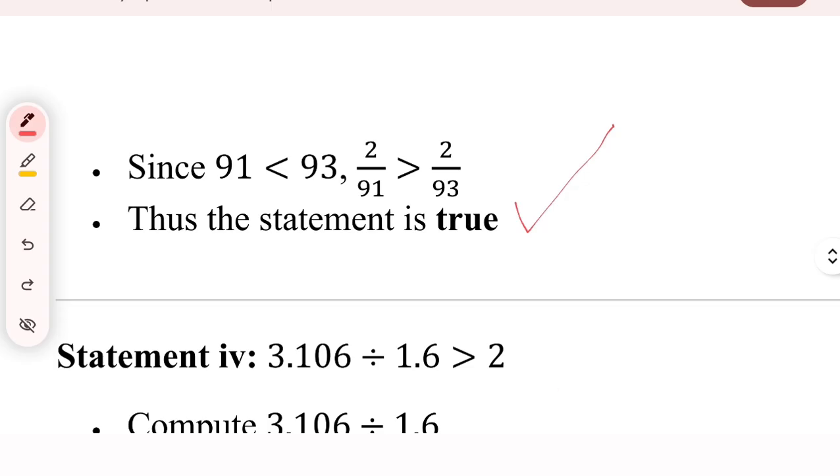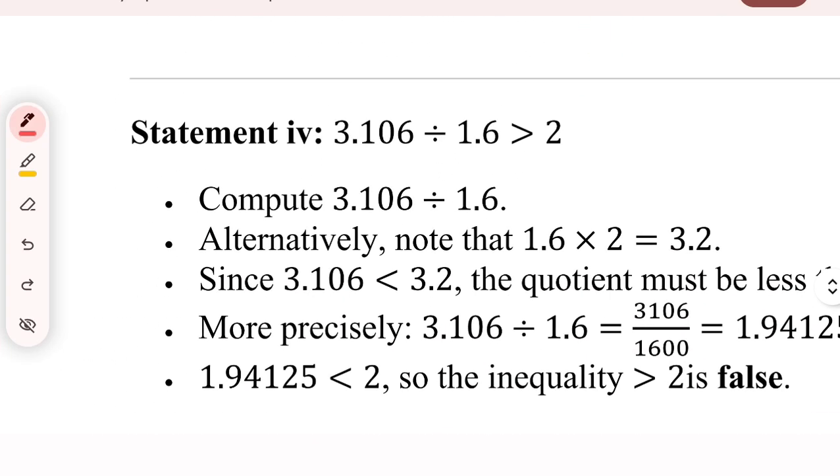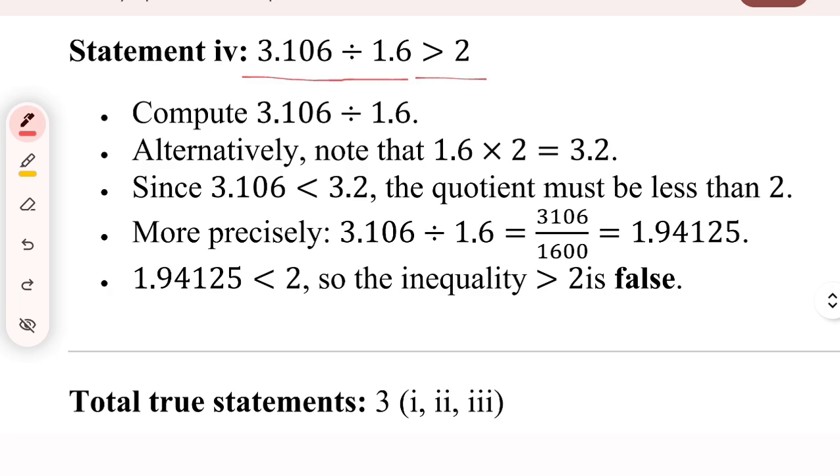And we are only left with the last statement. Do you think this is true? This is the last statement, which is so easy. 3,106 divided by 106, is it greater than 2? You can even divide it yourself. What do you think? The answer, if you divide it, is actually 1.941, which is less than 2. Therefore, the inequality greater than 2 is false.